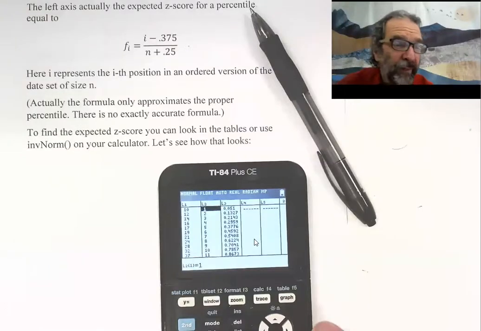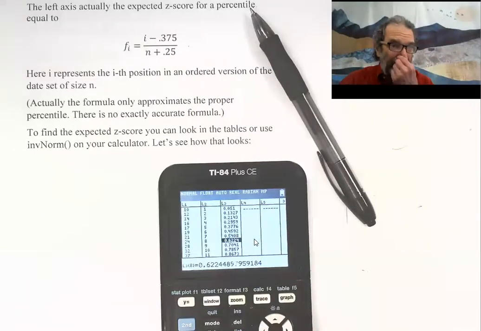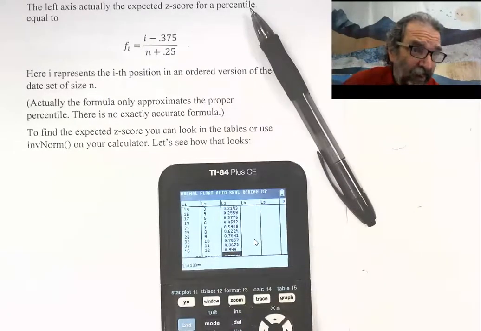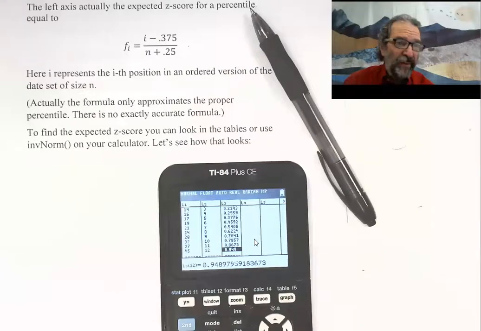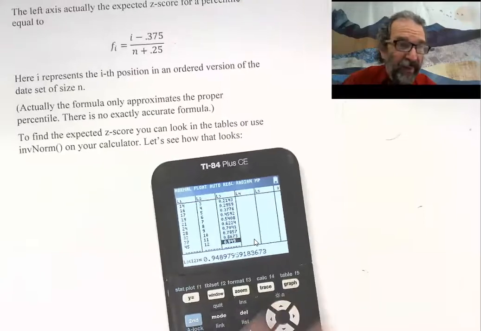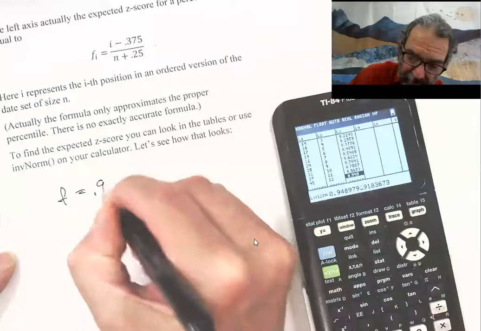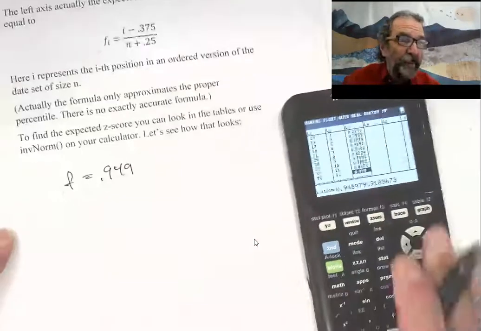So here are the percentiles: 5%, 13%, 21st percent. So those percentiles are what we're going to look up z-scores for. So what z do you need to be at the 95th percentile, right? So we'll try that. And so just for example, for the f equal 9.949, we'll see what the z is.